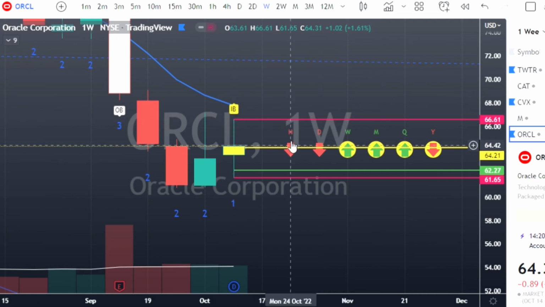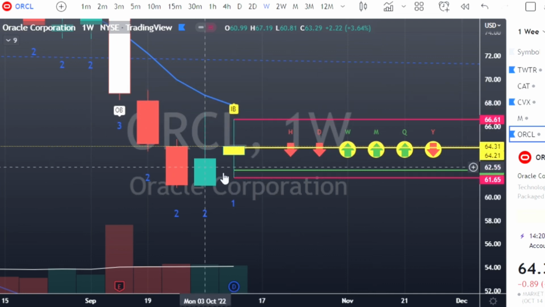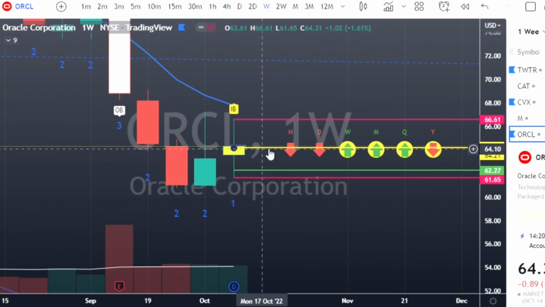And do you guys see how this domino effect works? I should have a split screen here to show you guys. But that's how the domino effect works. When we trigger on the daily here and we hit targets on the daily, we also trigger the weekly for us to go a little bit longer to the short side.